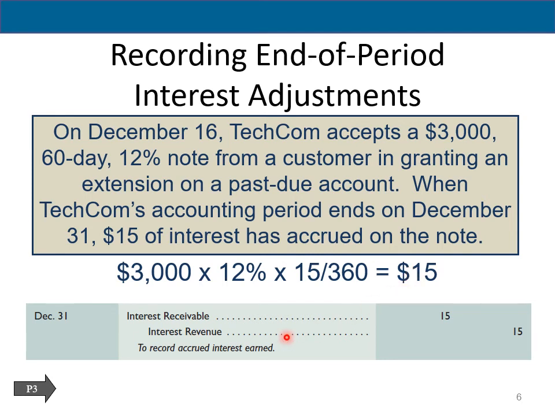No cash changes hands on December 31st. That's not the maturity date. But we do need to split interest earned in one year, ending December 31st, and interest earned in the next year, which we don't have to account for just yet. So the $15 interest earned is an interest revenue, which is our credit. You always credit revenue to increase it. And we put an interest receivable on the books because at the maturity date, we're expecting to receive that $15.